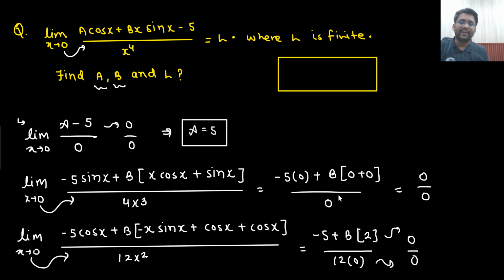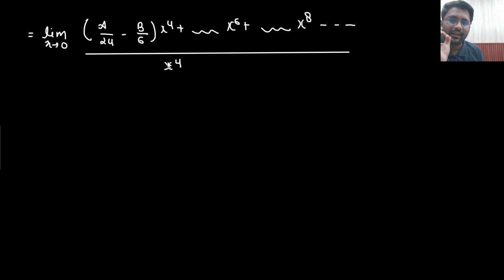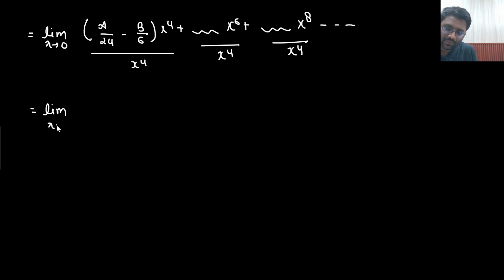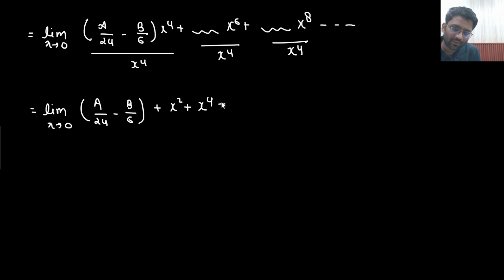Now I know that this limit is finite. This will give me one constant value. What if I do one thing, that x to the power 4 I divide? Basically this x to the power 4 could be divided in this manner, that x to the power 4 is divided here, and x to the power 4 is divided here as well. So how will the equation be reduced? Limit x tending to 0, a by 24 minus b by 6. X to the power 4 divided by x to the power 4 will give you 1. Plus x square plus x to the power 4 and so on.